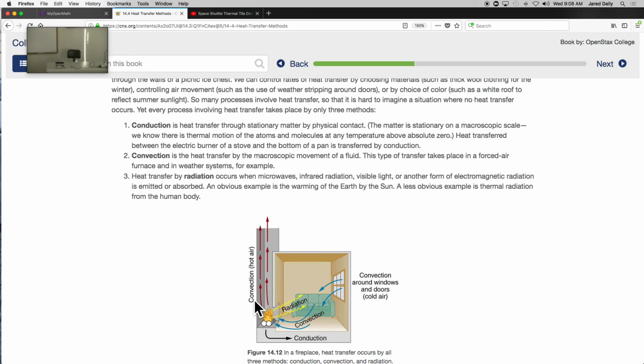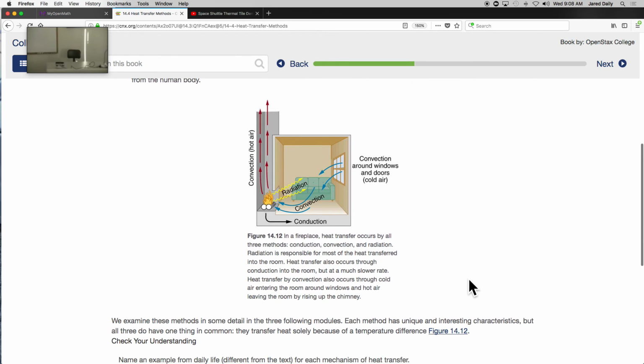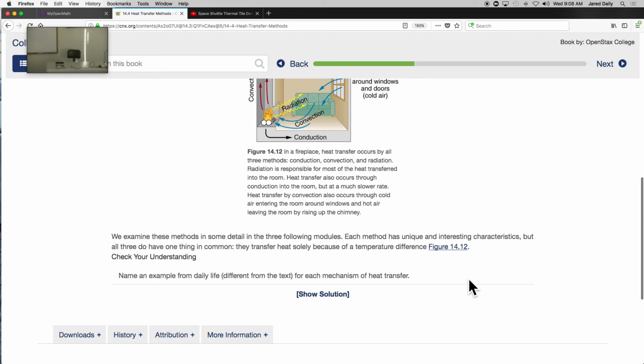So we have these three different heat transfer methods: conduction, convection, radiation, and usually where you find one, you'll find the others as well. It's very common to find multiple methods of heat transfer. But it's not always the case.